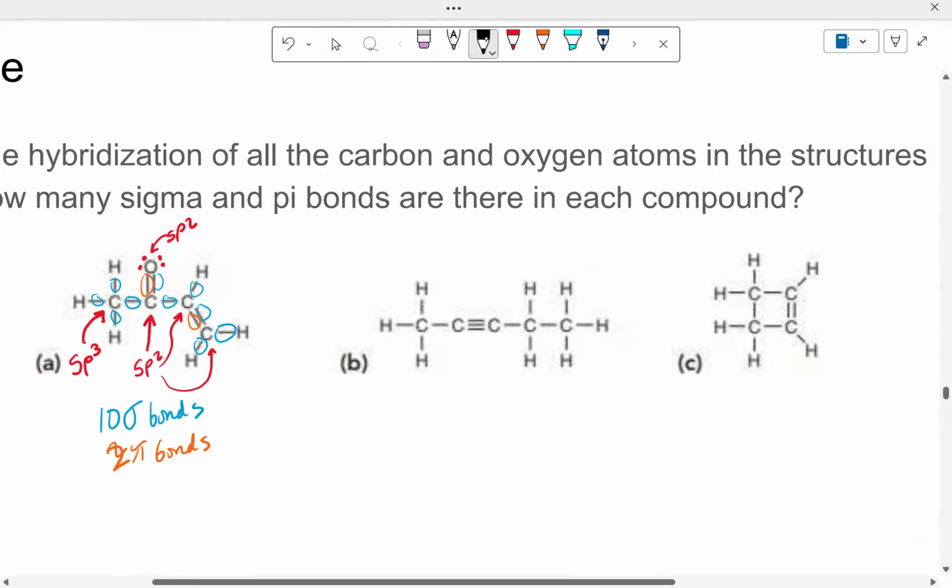Now let's look at B here. So again, we're going to look at each carbon, count the regions of density around them. So this one here, 4 regions of electron density. So it's sp3 hybridized.